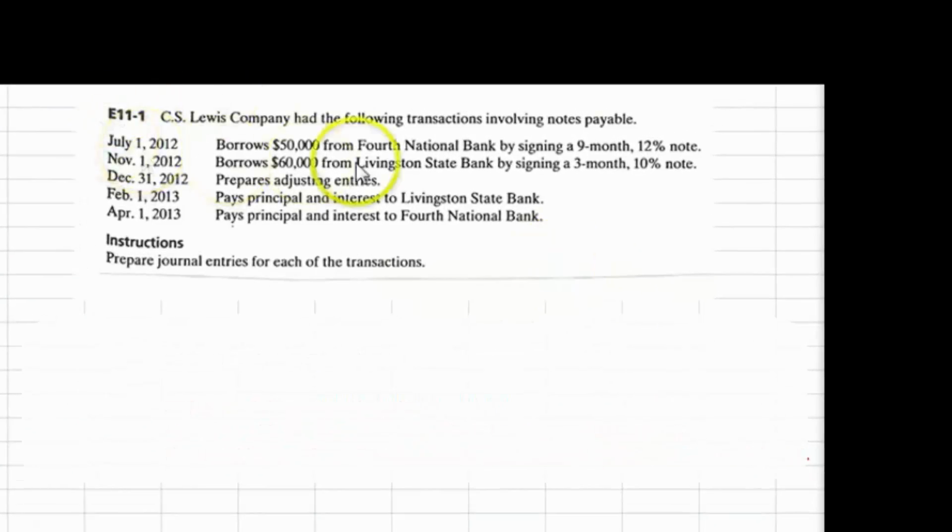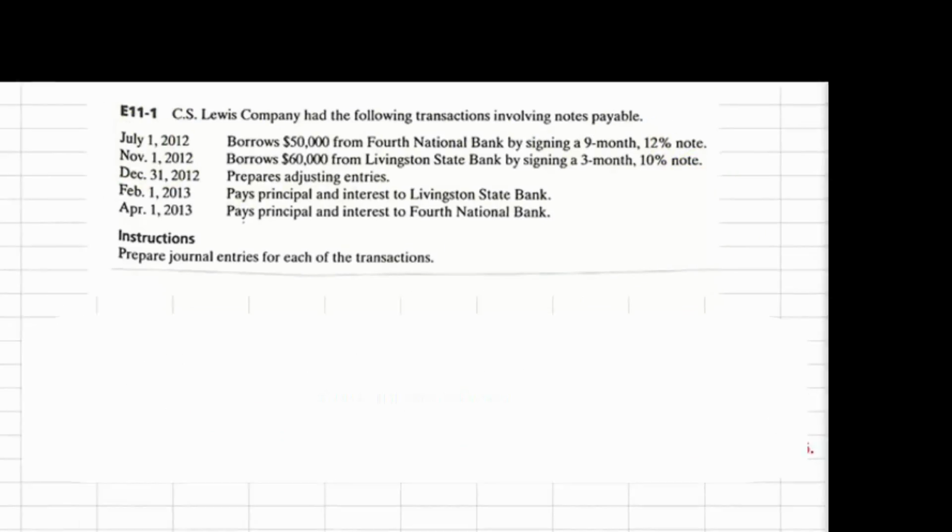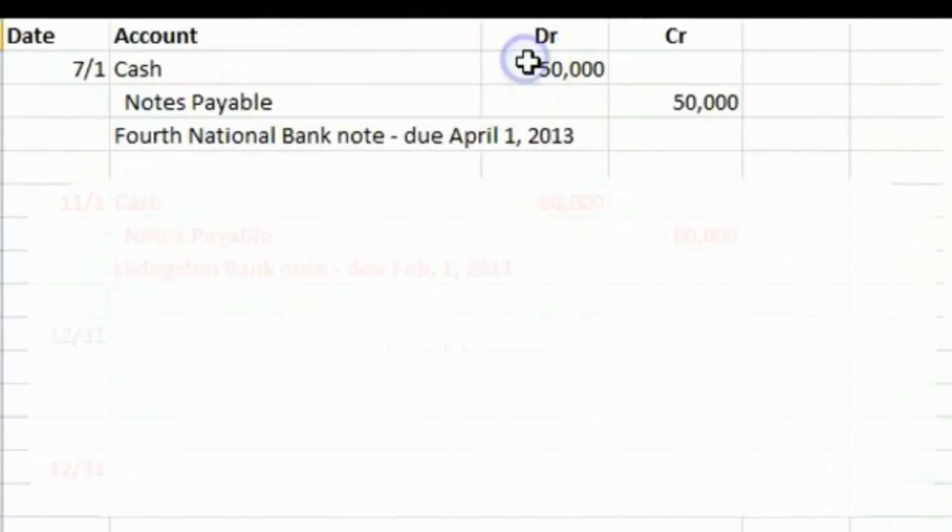On July 1st, 2012, C.S. Lewis borrows $50,000 from Fourth National Bank, signing a 9-month 12% note. Cash is an asset. Assets increase with debits, so we debit cash for $50,000. Notes payable is the liability account that we credit. It increases with credits because it is a liability account.